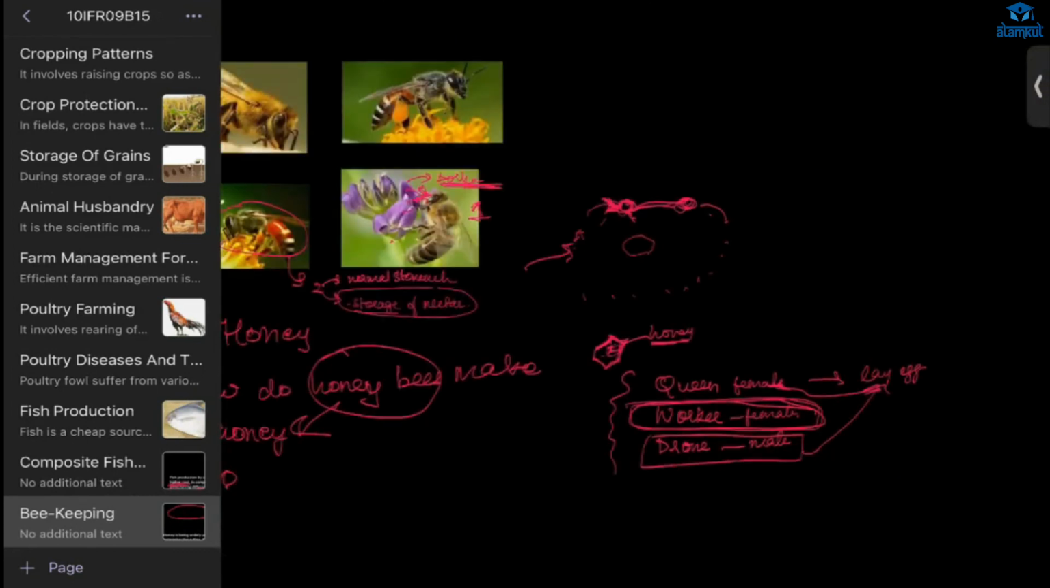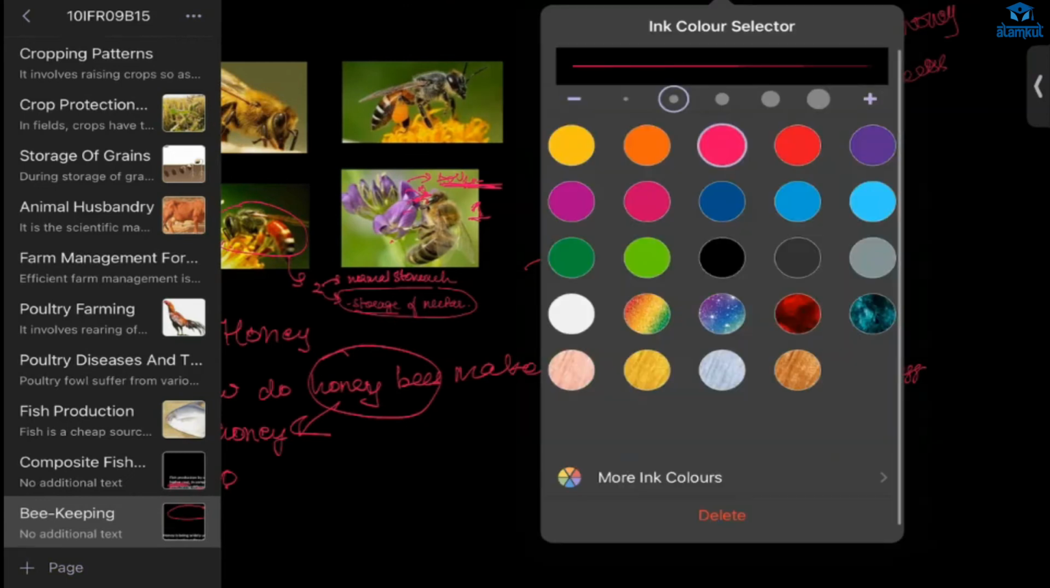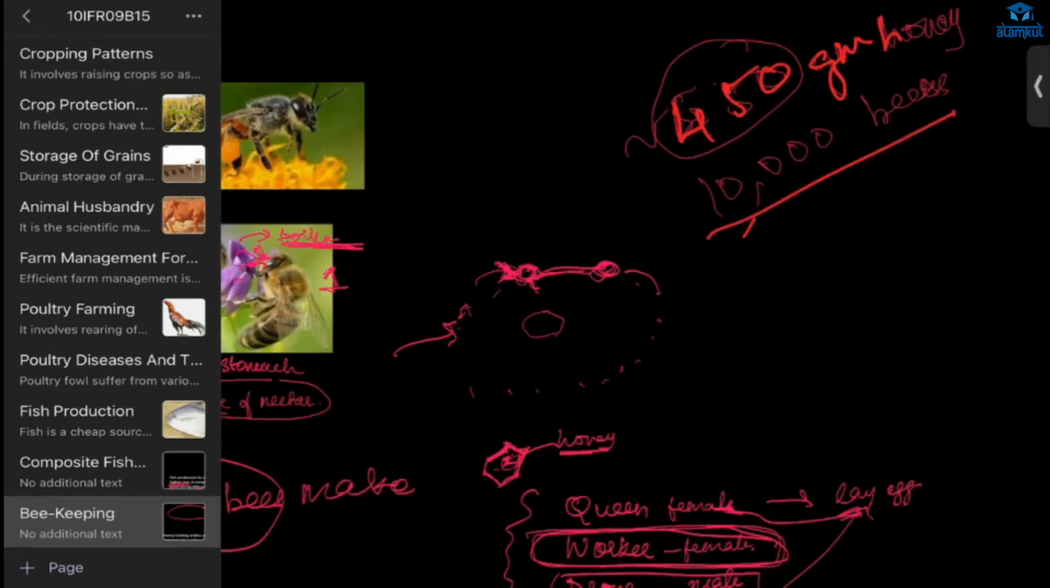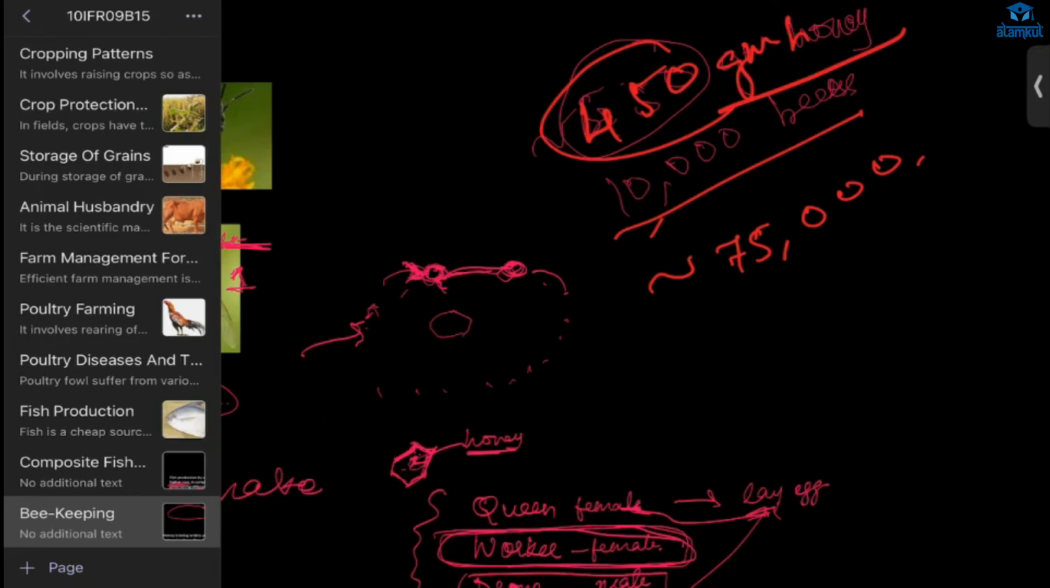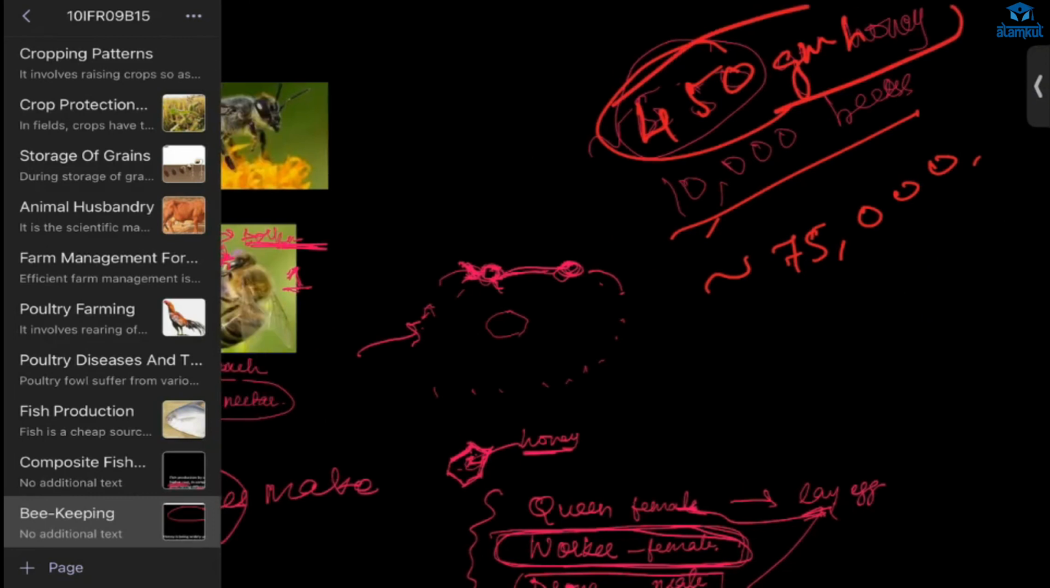To make about 450 grams of honey, about 10,000 bees are required. Only for this much amount. Can you see this? This many bees are required, and they travel up to 75 kilometers for this much honey.